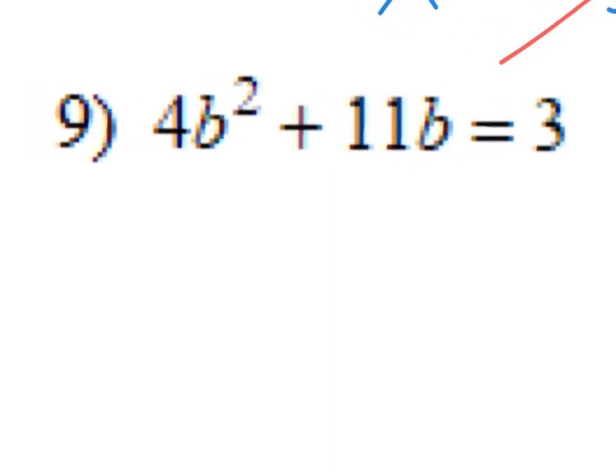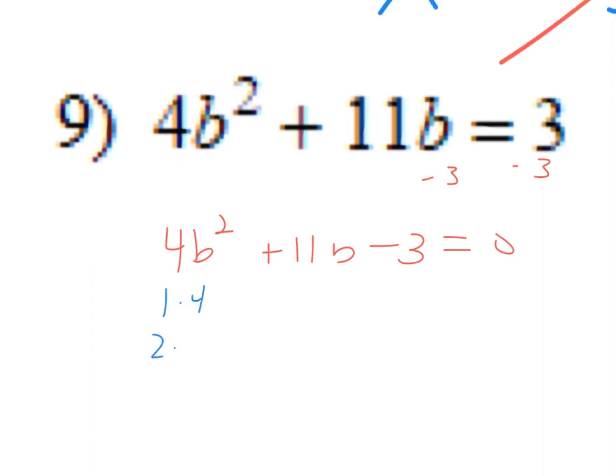So I'm going to start by subtracting that 3 right to here. So I've got 4b squared plus 11b minus 3 equals 0. Okay, I'm going to start my list. 1 times 4, 2 times 2, 1 times 3. And what's going to happen is nothing's going to work here, so I'm going to go ahead and flip. So 4 times 1 and then 2 times 2. But again, I'm not going to check 2 times 2 because we just checked it.